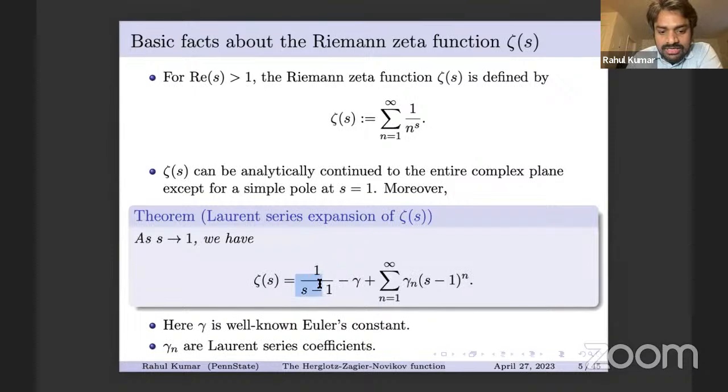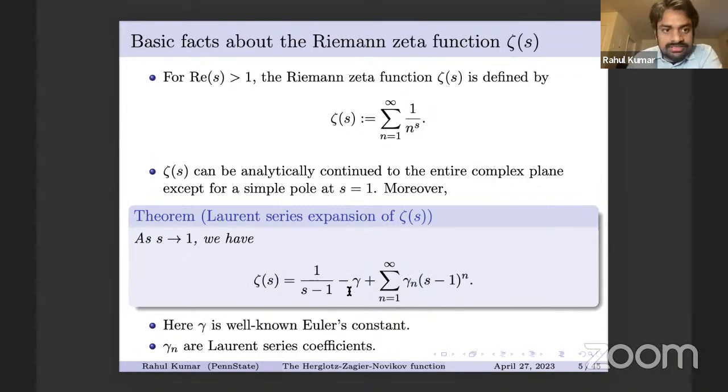So you can see here you have this pole and the residue is 1 only. And then you have this constant term minus gamma, which is nothing but Euler's constant. And then you have these higher order Laurent series terms in here. So our interest in this talk will be this constant term in various Laurent series expansions. So just focus on what the constant coefficient in this Laurent series expansion is. So here it is minus gamma.